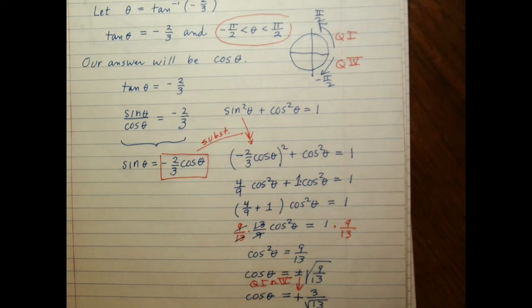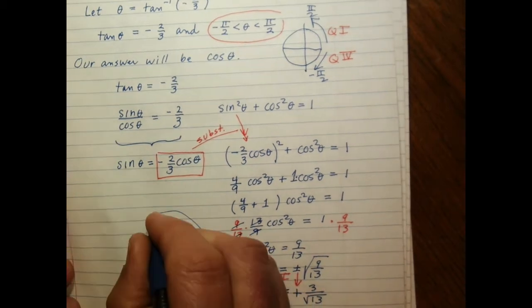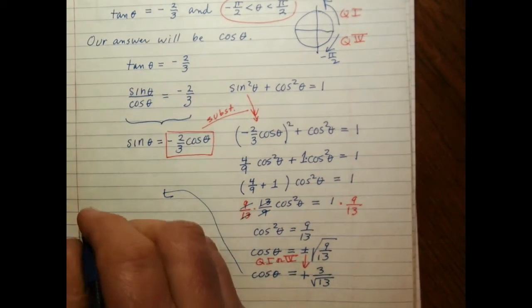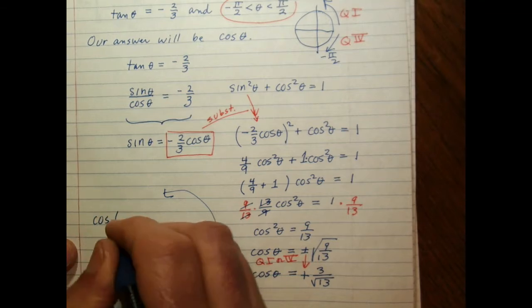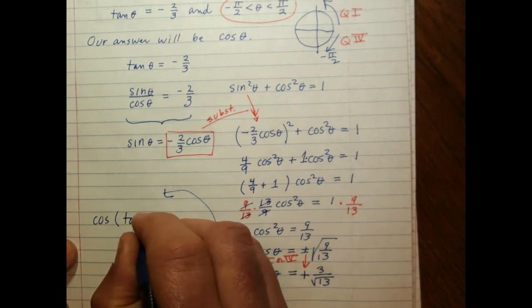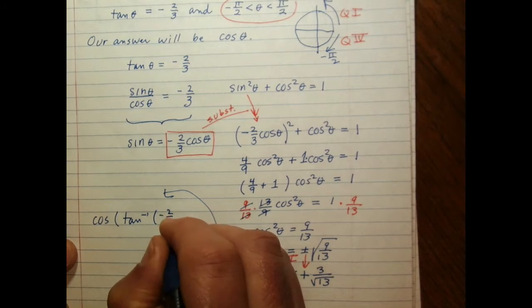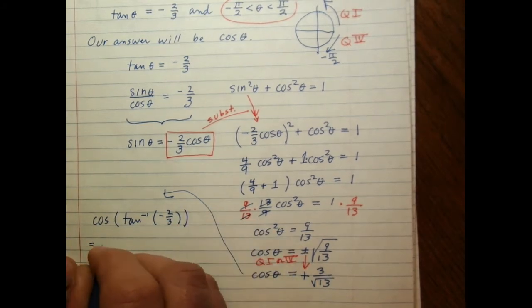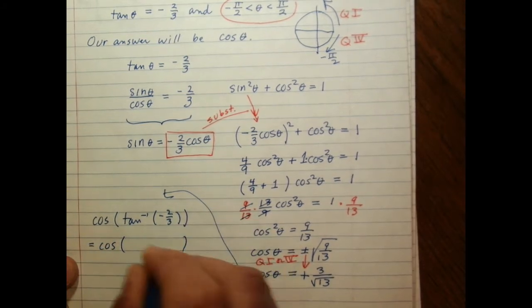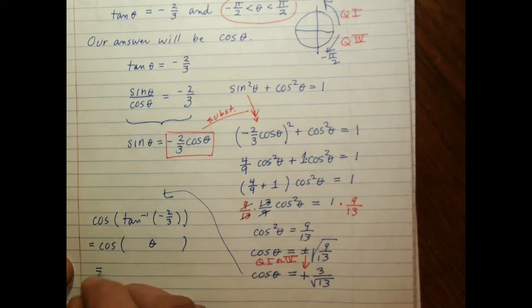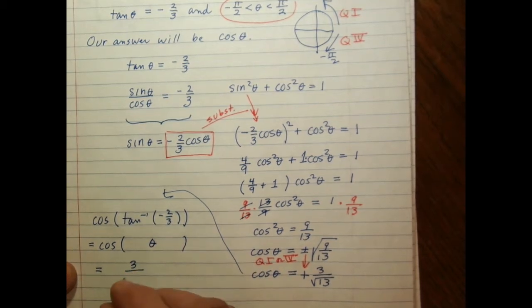And actually, we're done with our problem because we wanted to find cosine of tan inverse of negative 2/3, which is cosine of what we're calling theta in this problem, which is 3 over the square root of 13.